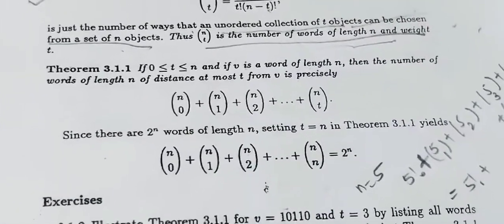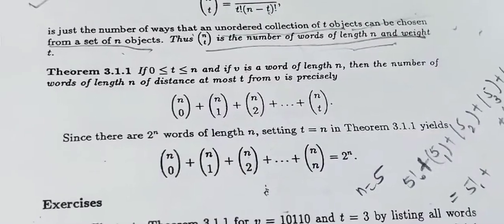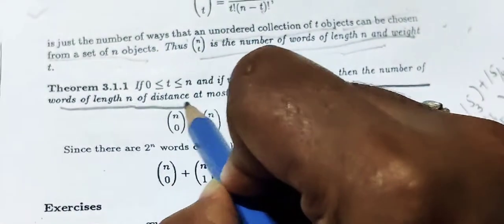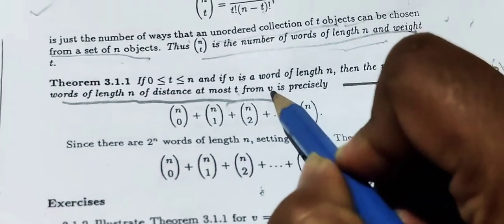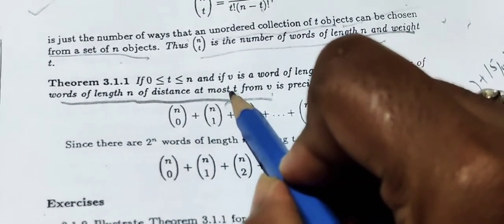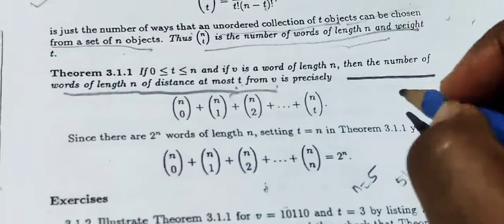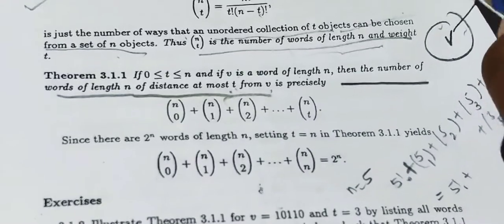So v is a word of length n, and we denote the number of words of length n of distance at most t from v. So if we choose v, this is v and w.